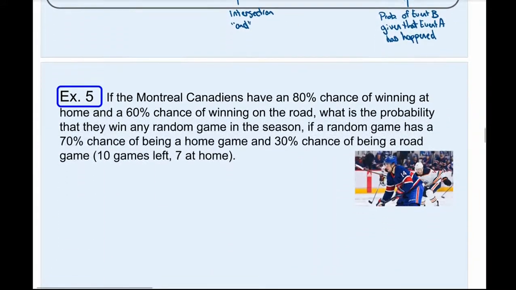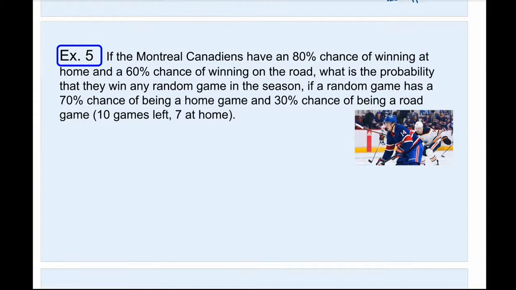So if I look at the next question: if the Montreal Canadiens have an 80% chance of winning at home and a 60% chance of winning on the road, what is the probability that they win any random game in the season, if a random game has a 70% chance of being a home game and a 30% chance of being a road game? So essentially saying that there's 10 games left, 7 at home, 3 on the road.